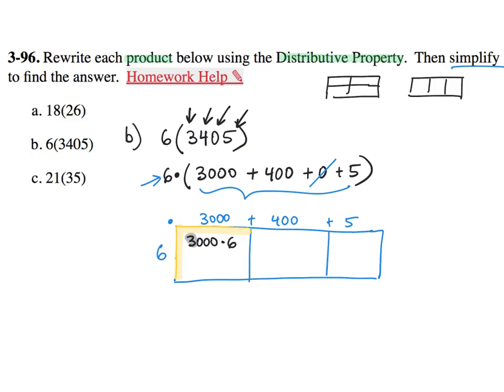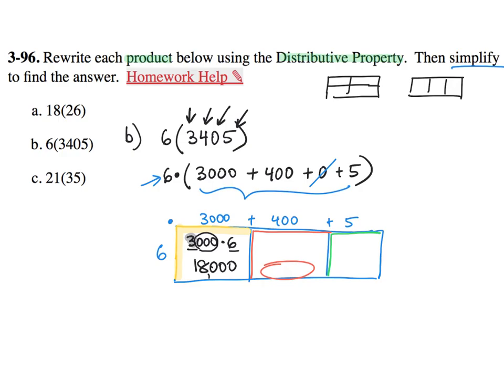3,000 times 6. I'm going to go 3 times 6 is 18. And then I have 3 zeros to carry over. So that's 18,000. Go ahead and do your next multiplication, length times width, by showing work. Same with that. And then your next step is whatever you found for those numbers.